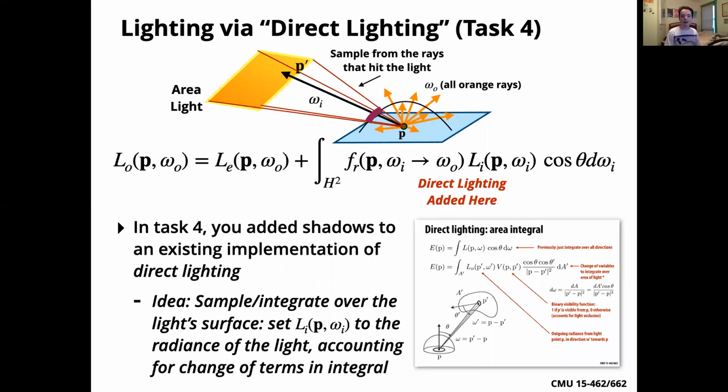Okay, so next thing I want to talk about is direct lighting. This was in task 4, right? We talked about this idea of being directly lit, and you implemented a shadow query. You kind of ignored the actual rendering equation part of it, because we didn't cover it yet in class. But it is worth going back and trying to understand how exactly direct lighting fits into the rendering equation. Something I've seen some students conjecture is that the direct lighting term is in L_E here. It's not. The direct lighting is still part of the inside of the rendering equation.